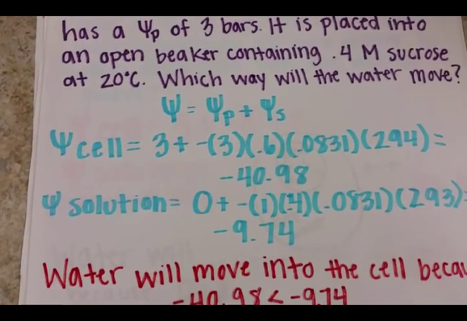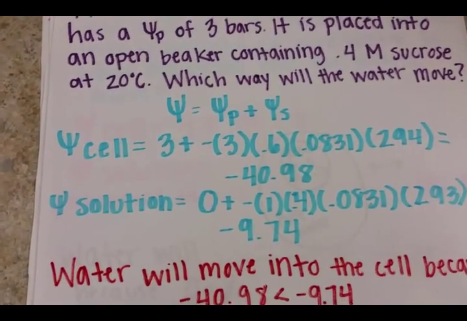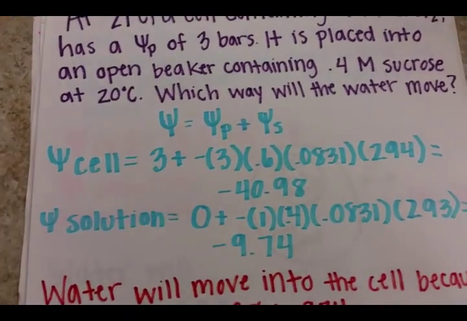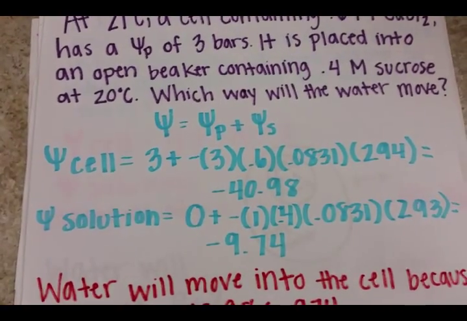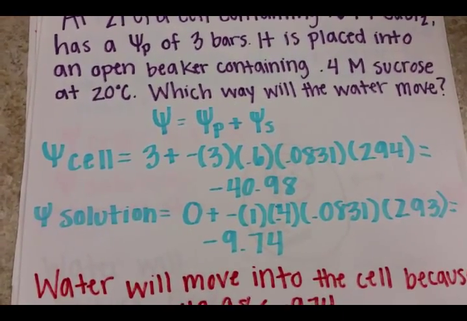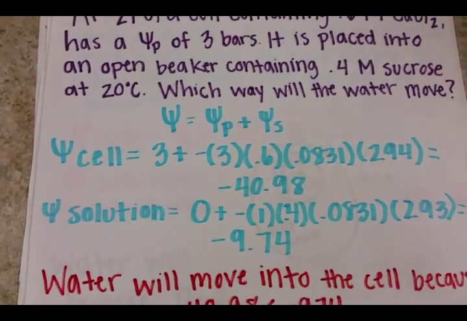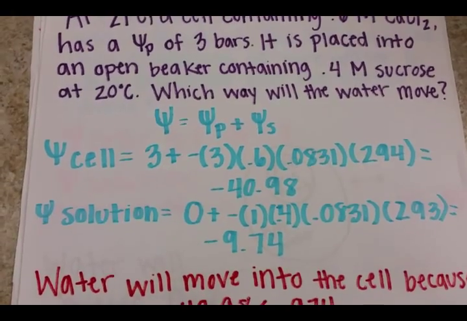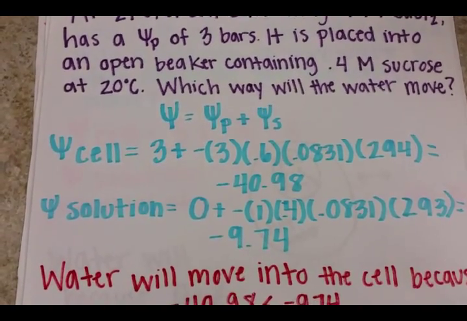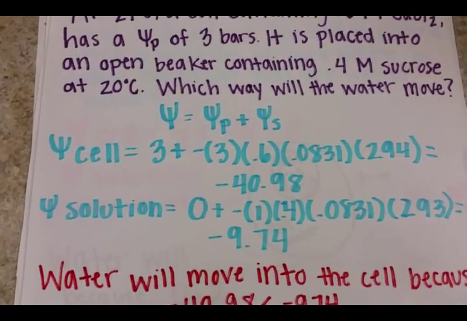Now you're going to do the same thing for the water potential of the solution, but because it's an open beaker, the pressure potential is going to be 0. So when you do this plus your negative iCRT, you get negative 9.74. Water will move into the cell because negative 40.98 is less than negative 9.74.